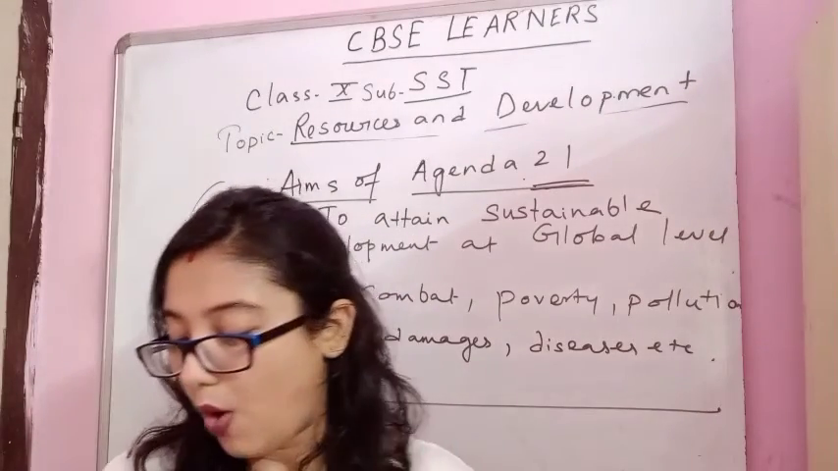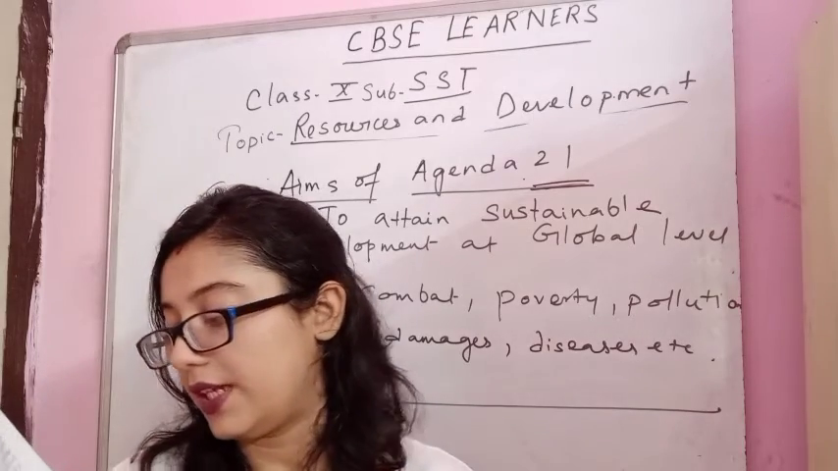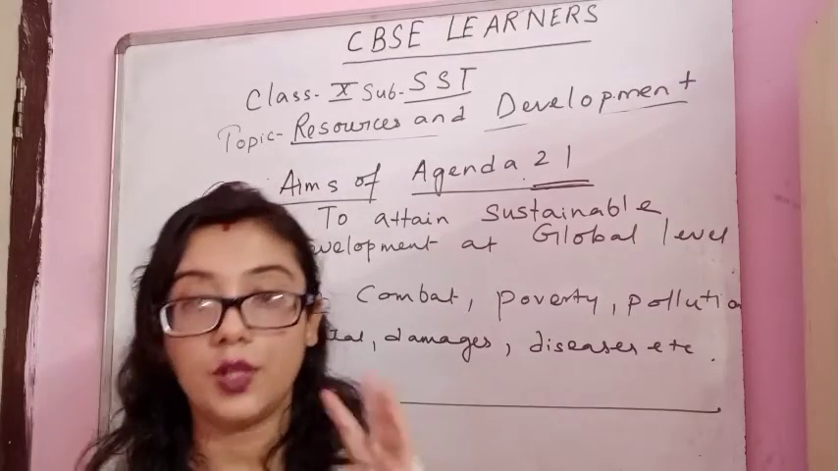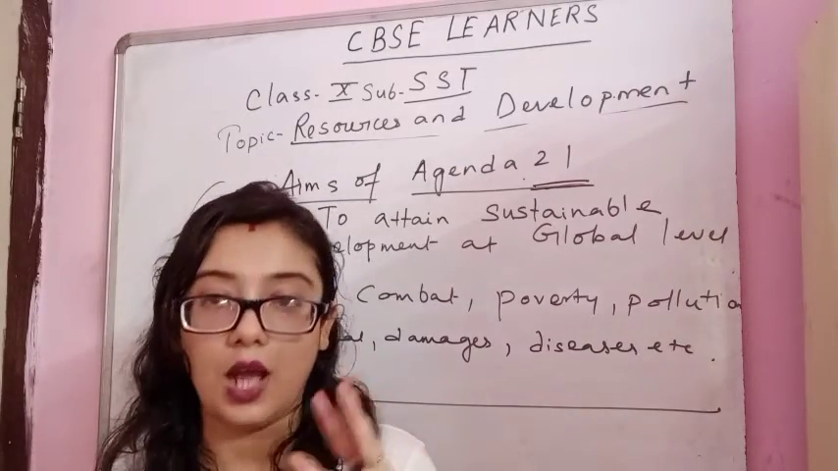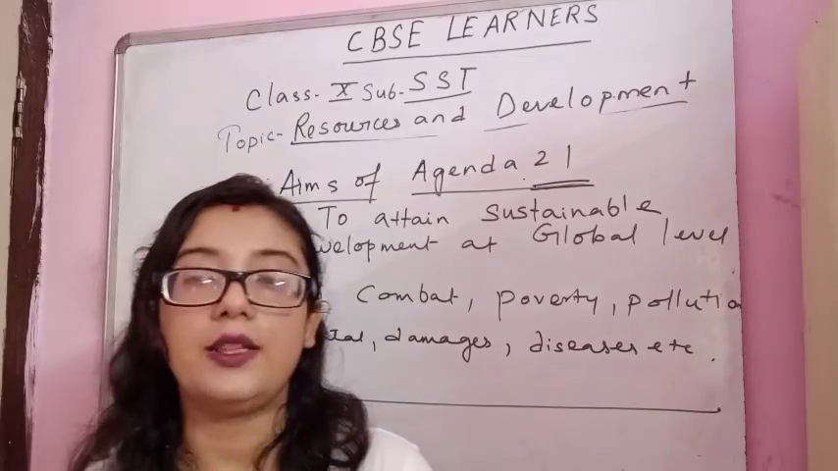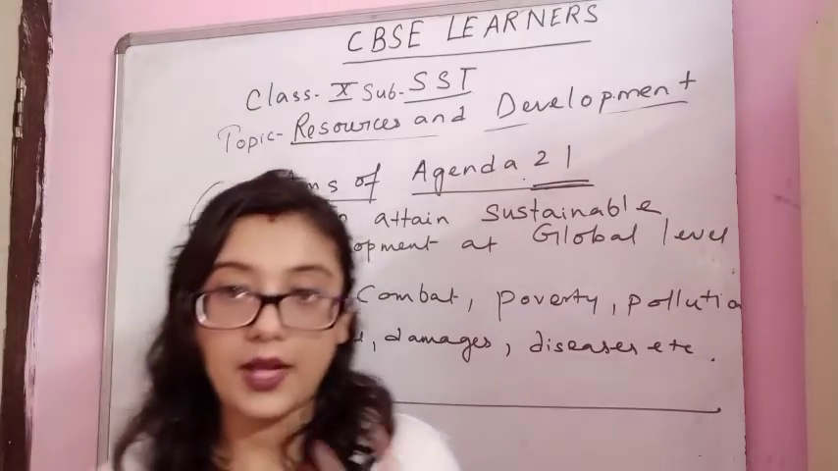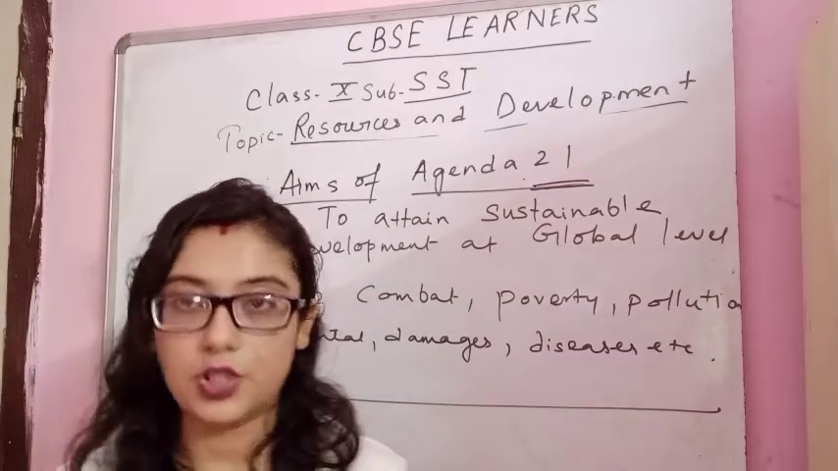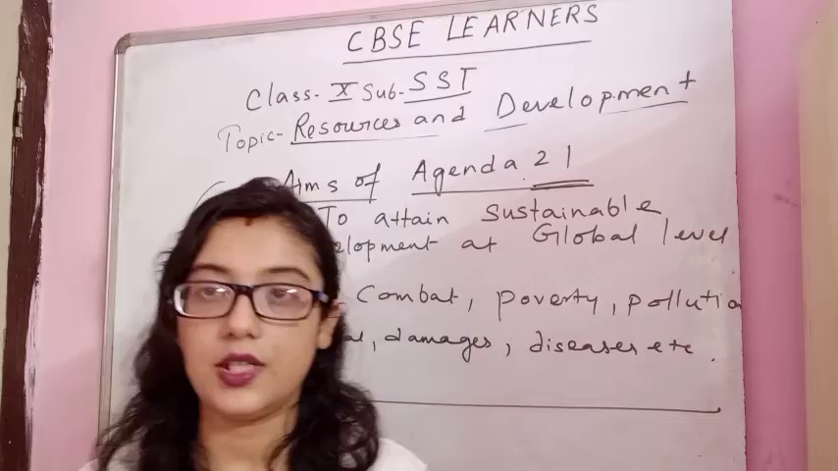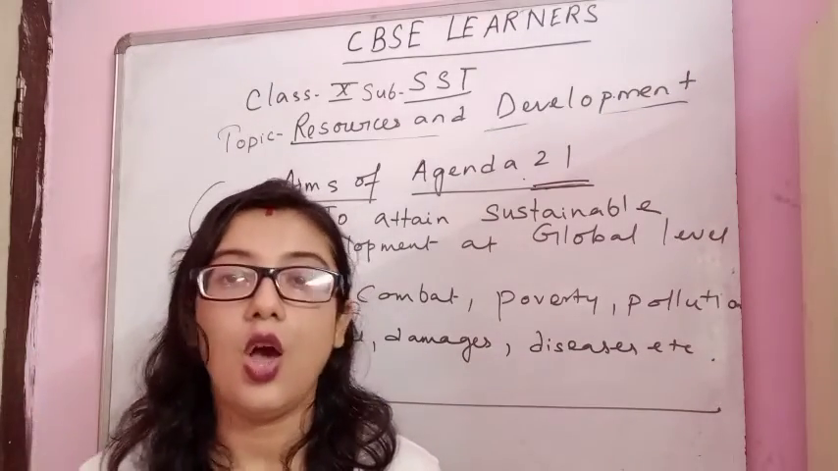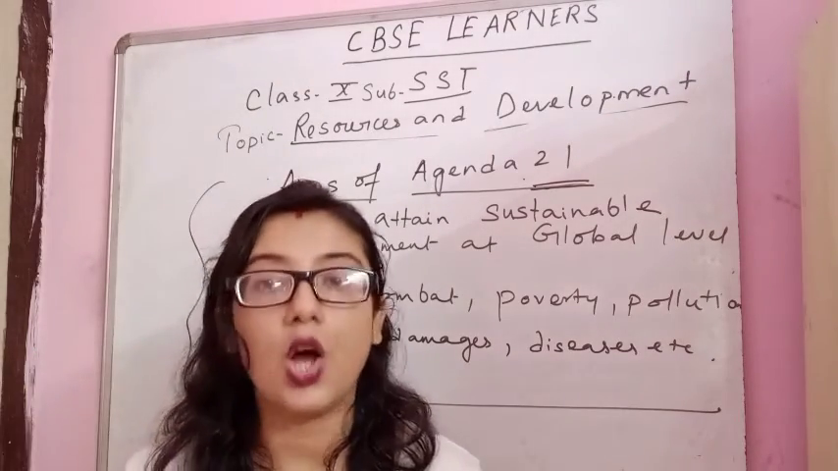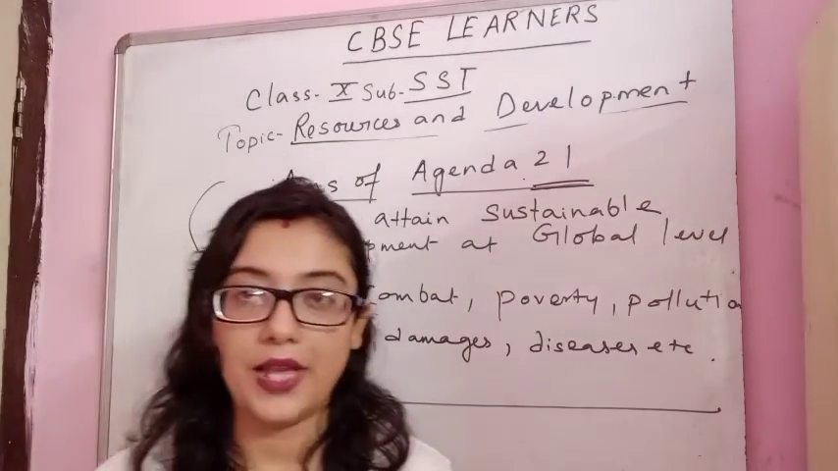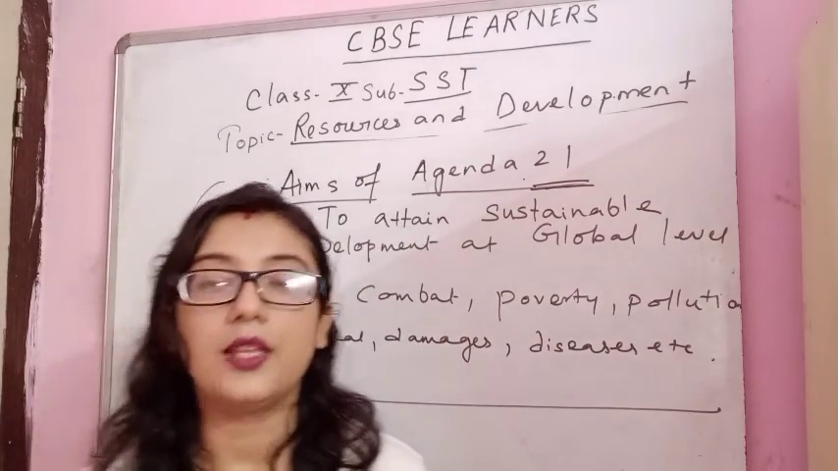One major objective of Agenda 21 is that every local government should draw its own local Agenda 21. Local governments are more familiar with the problems their area and its people are facing. So the local government should draw up an Agenda 21 depending on the needs of the area and the people living there.